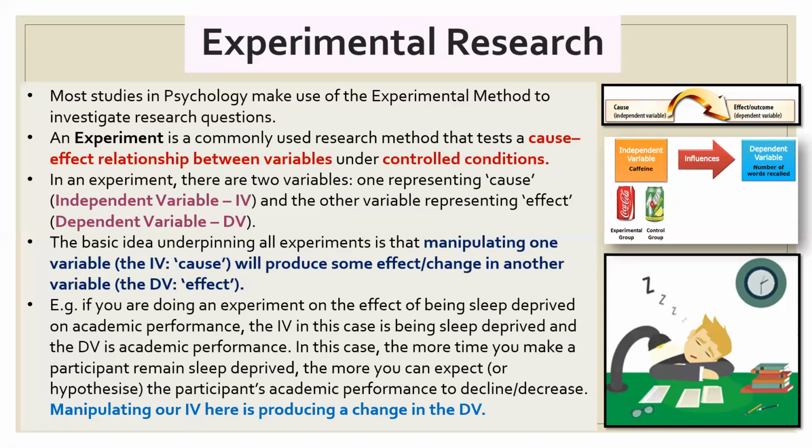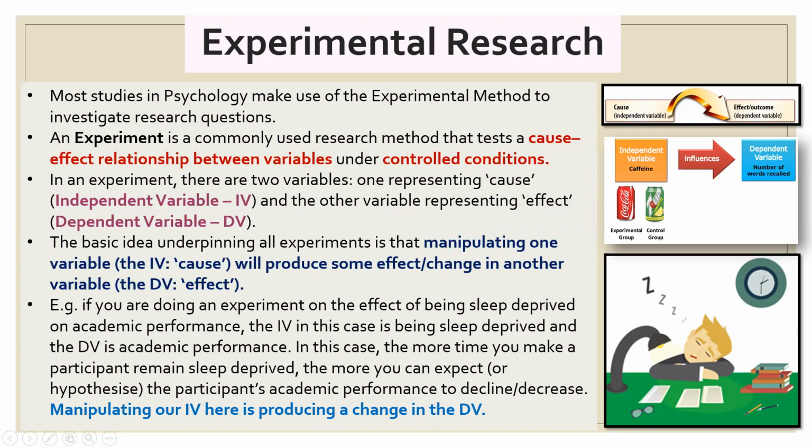And each time I increase the hours of sleep deprivation, I will see almost an immediate consequence on the DV, which means that participants who have sleep deprivation for 6 hours will usually show worse academic performance than the participant who was sleep deprived for just 1 hour. Okay, so again, this is showing us that when we manipulate our IV, it will produce a change in the DV. If we look at this middle picture here, it's talking about the effect of the independent variable on the dependent variable.